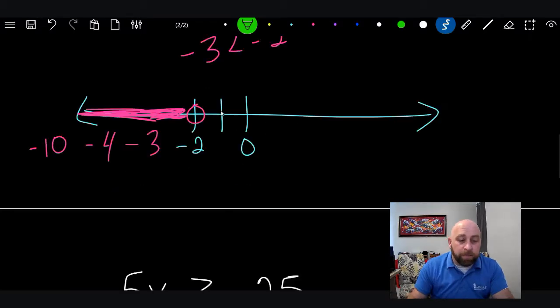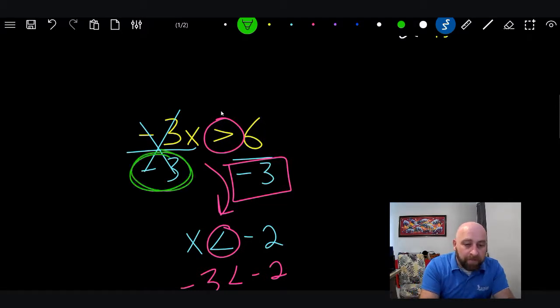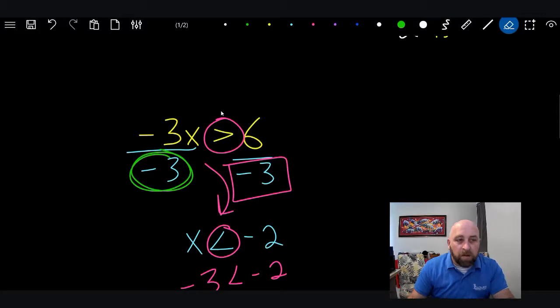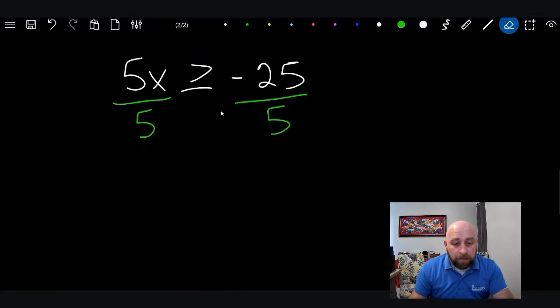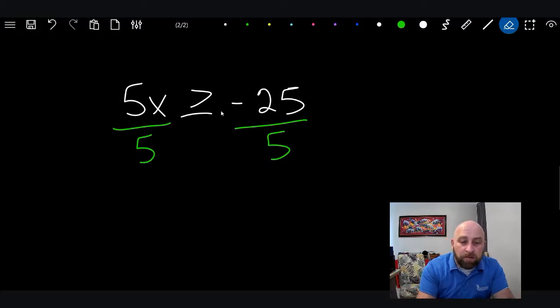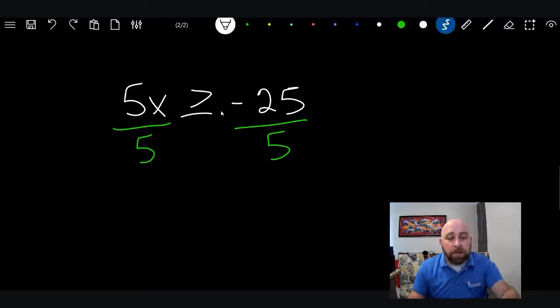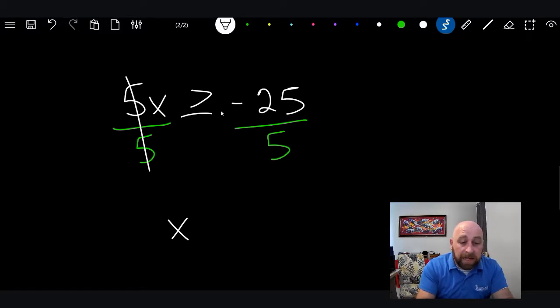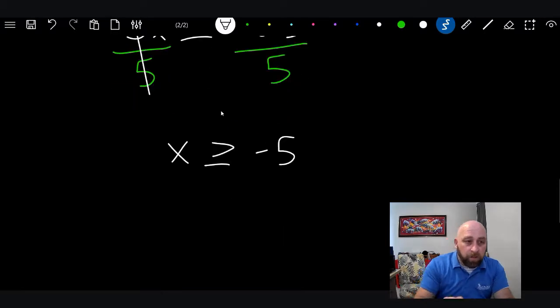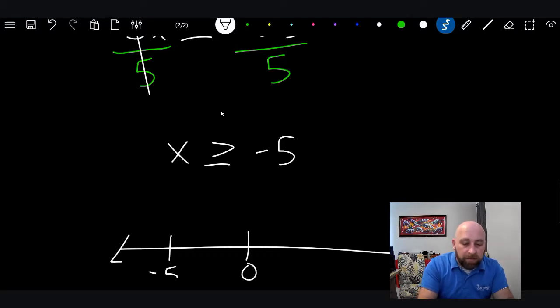The only time we flip our sign, look up here, is when I divided by a negative 3. When I divide by a negative, I flip. Here I'm dividing by 5, and you say, no, look over here, there is a negative sign right there. I know there is, but we are not dividing by a negative. We are dividing a negative, but we are not dividing by a negative, okay? So we would just divide this out like normal, that would cancel, and we're going to get x, leave the sign the same, greater than or equal to, and that would give us negative 5 over here. And so then we would graph our line, and I'll put a 5 over here.